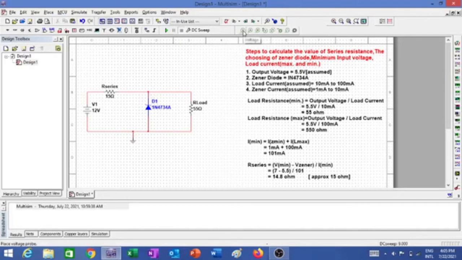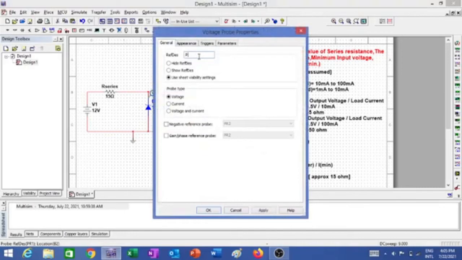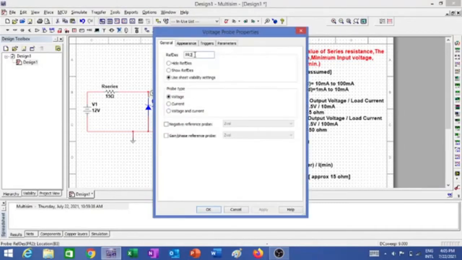So I will be taking a voltage probe and putting it over here to check the Zener voltage, and I'm taking one more probe and putting it near the load side. Let me change the names. This one I'm putting at the Zener voltage, so I'll name it Z4 Zener voltage, and this I'm putting as load, so let me give the name capital L, load voltage. So this I have done.